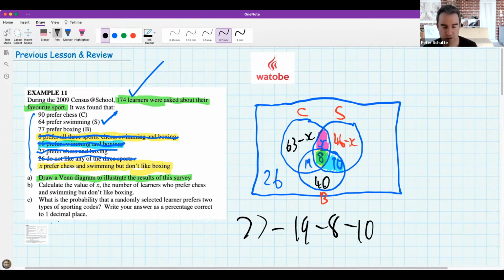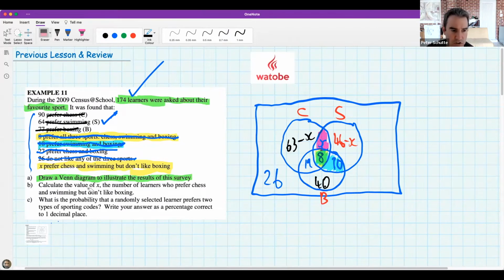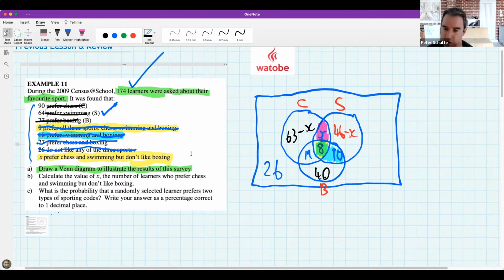We've learned that we start from the innermost intersection, that makes the most sense. And we work outwards with the information, crossing out as we go. We have done the first part, and that would probably be worth about 4 or 5 marks at least in an exam. The second thing is now we have to answer the question, calculate the value of x. How are we going to find the value of x? What equation are we going to have to use?